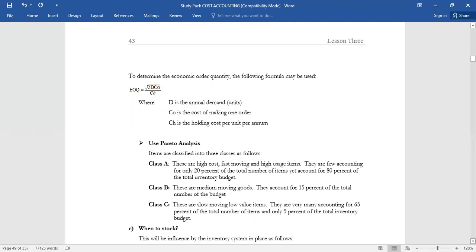So there are those materials that you can buy in bulk. If you look at class C, they are slow moving, but always you find that the company has stocked 65%. Why 65? We need only 5, because this will hold a lot of costs. And this cost could have been interpreted into getting more materials in class A. So class B gives us the medium moving goods, and they're supposed to be at 15%.